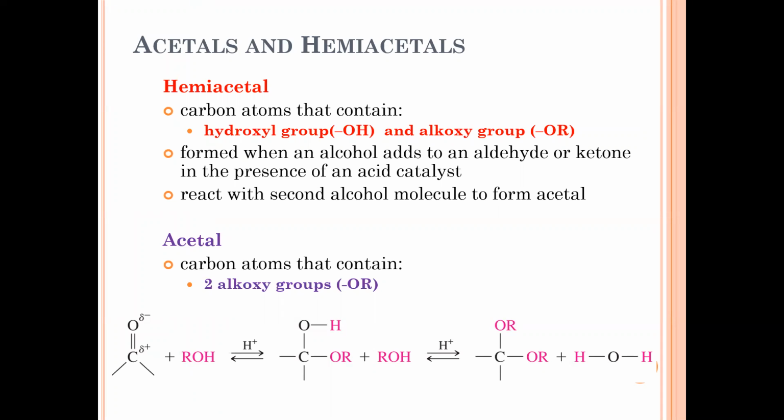Now, if we take the hemiacetal, we can potentially react that with another alcohol, and we can form an acetal. So an acetal is a carbon atom that contains two alkyloxy groups. They contain two OR groups. So it's going to go COCOC, is the pattern we're going to see. And an acetal forms between a hemiacetal and an alcohol.